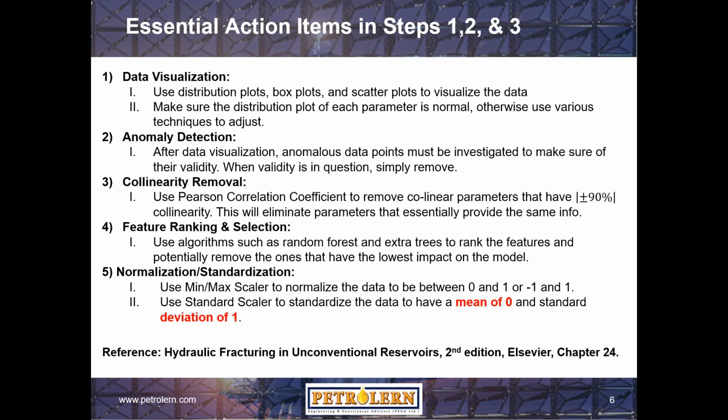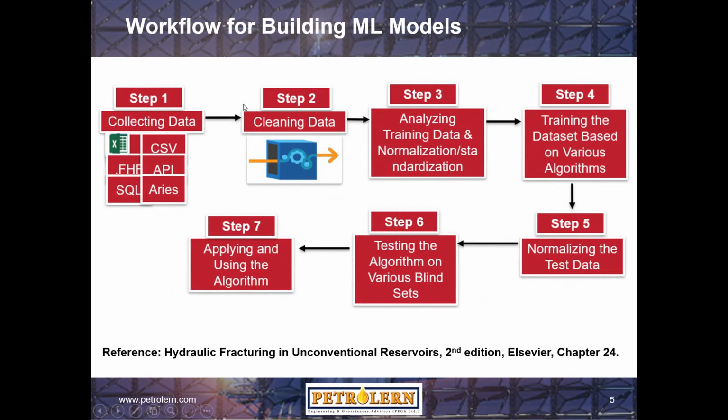So now that we understand the essential action items in steps 1, 2, and 3, let's go back to this figure. We're done with steps 1, 2, and 3. We've done the normalization, standardization. Step 4 is to train the database based on various algorithms. In this step, I think it is very important to understand which algorithm you're going to choose for the problem. There are many different algorithms, and the type of algorithm that you choose depends on the type of problem that you're trying to solve.